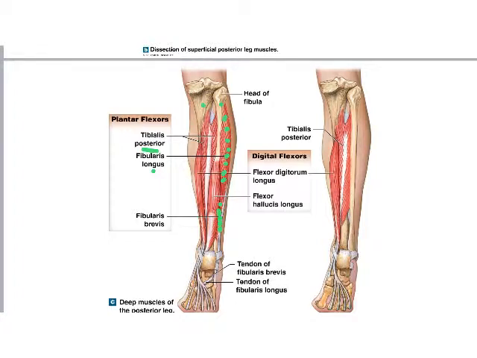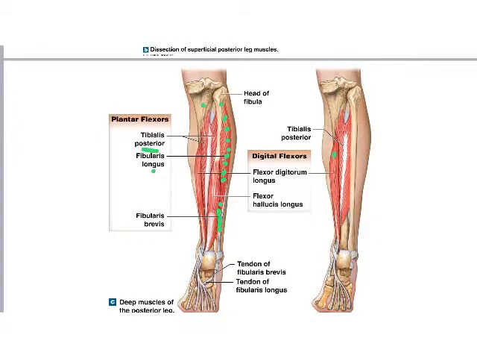Also deep, you get digital flexors. Remember, we call the toes digits just like we call the fingers digits. So these muscles that are deep in the deep view are also going to be moving the toes, just like we had some deep muscles in the forearm that moved the fingers. And remember, we had flexor digitorum longus in the hand. We also have flexor digitorum longus in the foot.